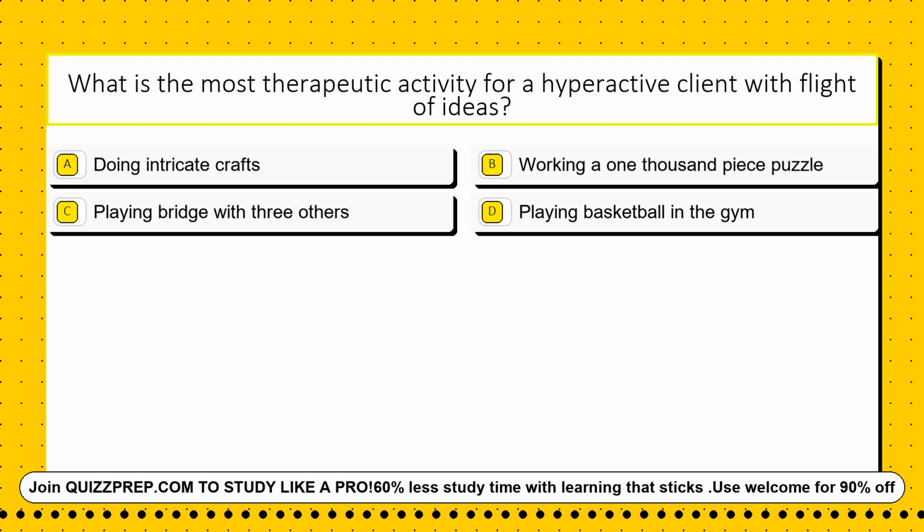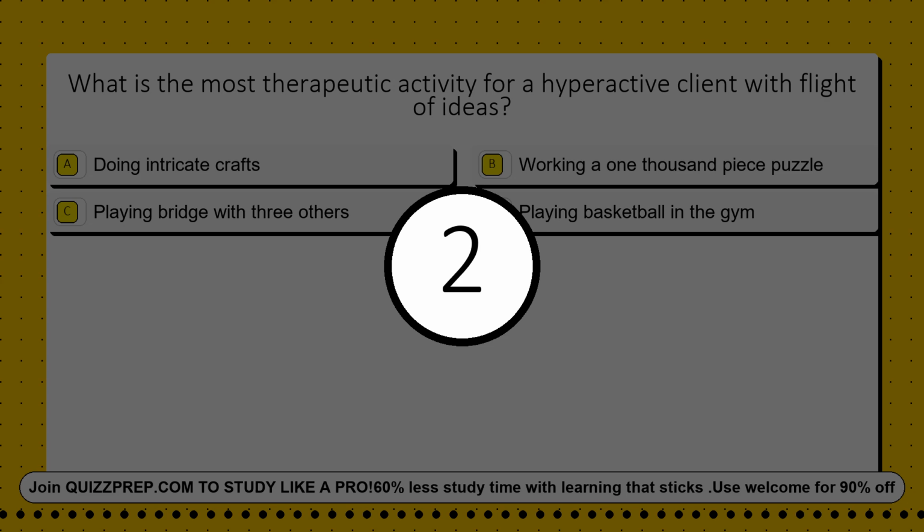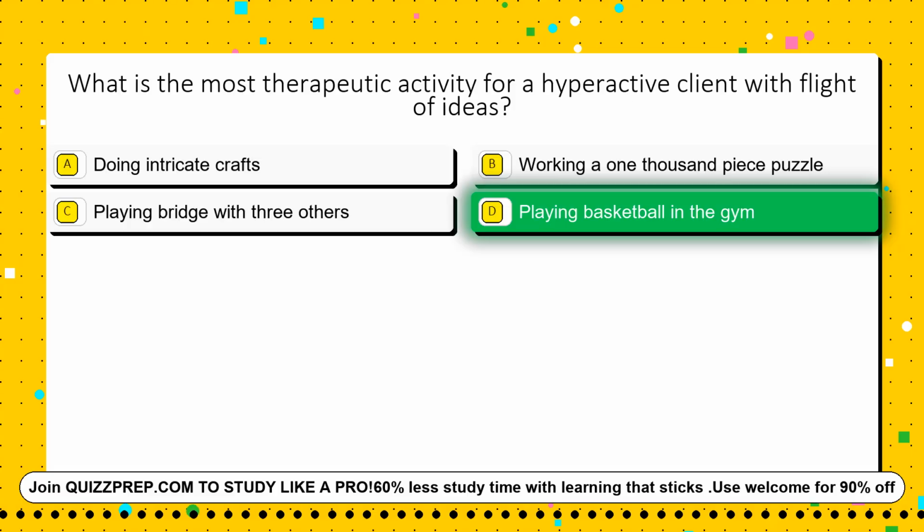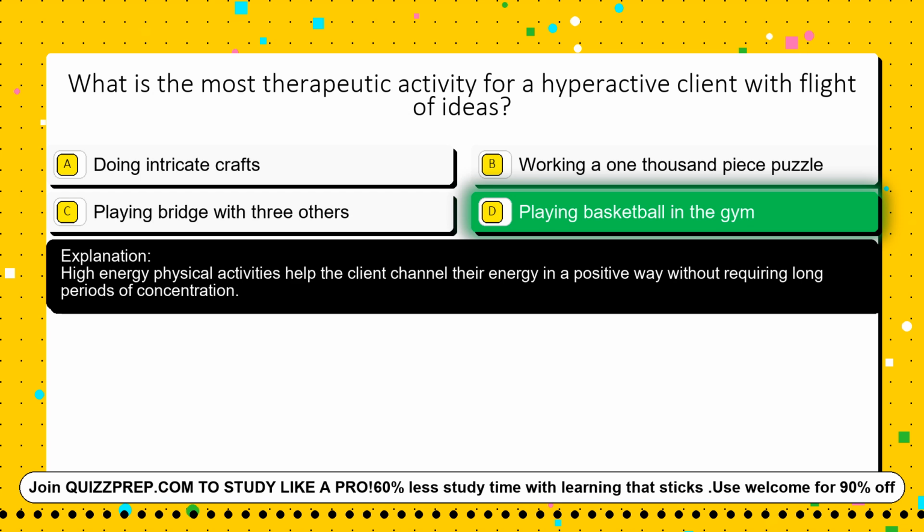Option A, doing intricate crafts. Option B, working a 1,000-piece puzzle. Option C, playing bridge with 3 others. Option D, playing basketball in the gym. The correct answer is option D, playing basketball in the gym. High-energy physical activities help the client channel their energy in a positive way without requiring long periods of concentration.